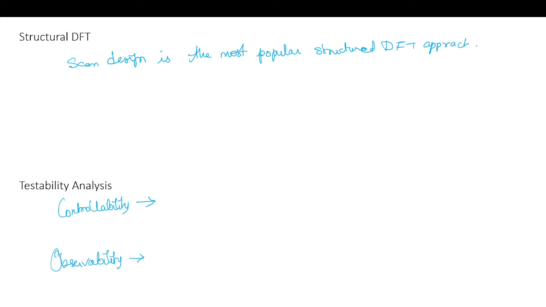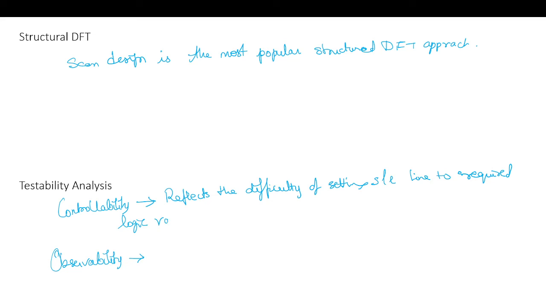So I will write the definition for this. Everything can be set from the primary inputs, and everything can be observed from the primary outputs.